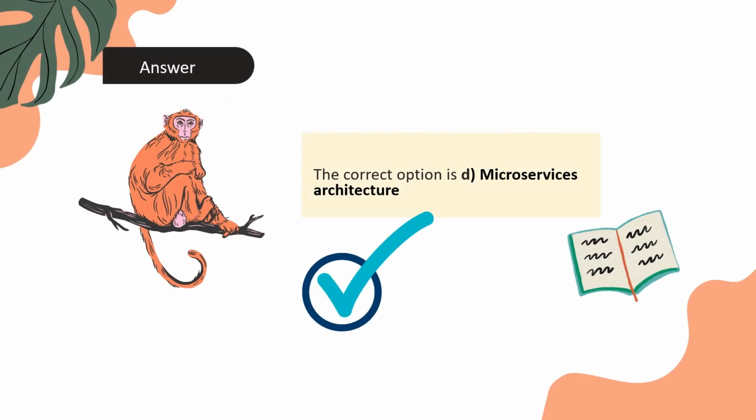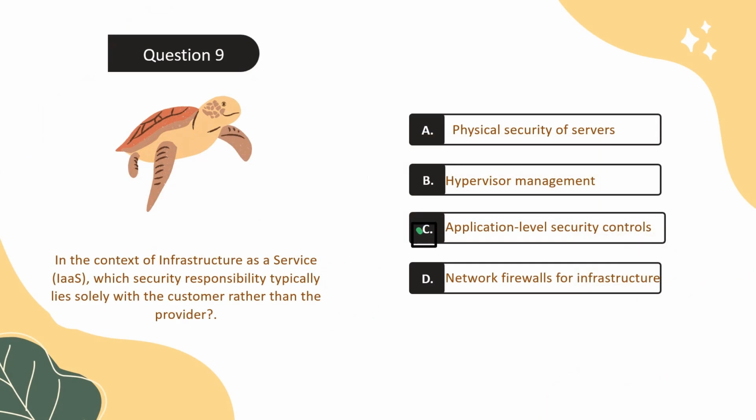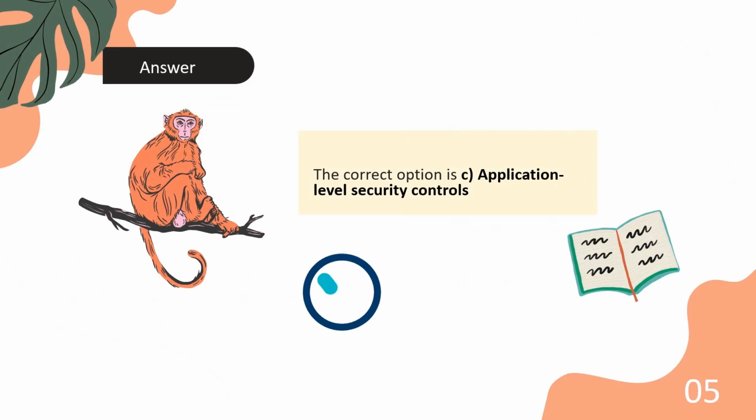Question 9 is, in the context of infrastructure as a service, which security responsibility typically lies solely with the customer rather than the provider? Option A, physical security of server. Option B, hypervisor management. Option C, application level security control. Option D, network firewalls for infrastructure. So the correct answer is option C, application level security control.